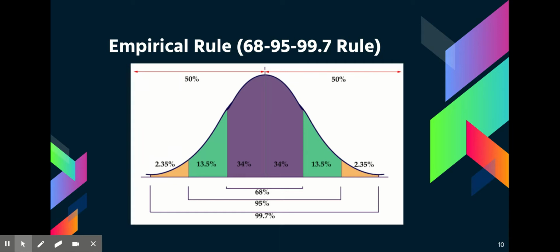This is the bell curve, and this shows you the percentage between the standard deviations. Our bell curve in the center is always the mean. 50% of our data values are to the right, and 50% of our data values are to the left. Within one standard deviation, this purple section, 68% of our data values fall. Within two standard deviations, from here to here, 95% of our data fall. And within three standard deviations, 99.7% of our data fall.